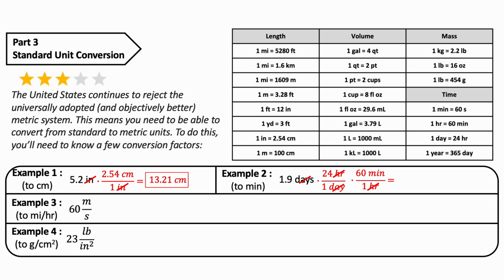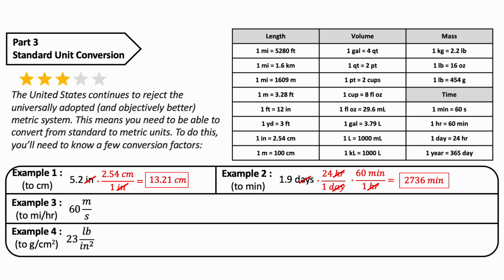Again, guys, take this step of crossing these out because it's the best way to ensure that at the end, once I do this math, as long as I do the math correctly, we're going to be left with minutes, which is what we want to convert this to. And to turn 1.9 days into minutes, I'm going to take 1.9, multiply by 24, then multiply by 60. I'm going to get a final answer of 2,736 minutes. That's how many minutes are in 1.9 days.